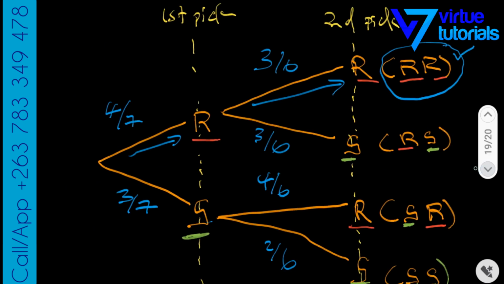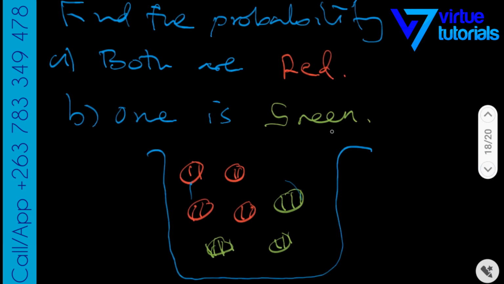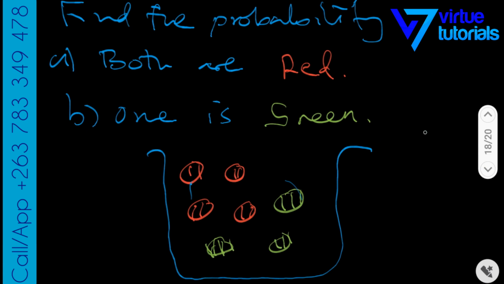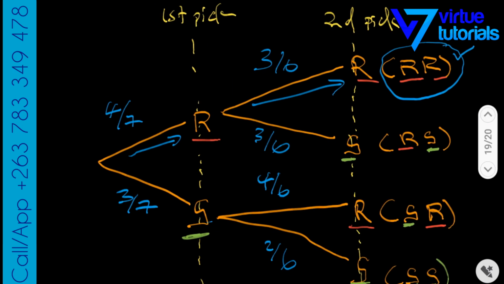Now let's look at the other question. The other question is, what's the probability that one of the balls is green? Now we look for situations where we have a green ball. We have a green ball in that situation. We have a green ball in that situation. So the question said 1 green ball, so we won't include this because it has 2 green balls. We're only looking at situations where there's 1 green ball. So the first situation is RG and the second one is GR. Those are the 2 combinations.